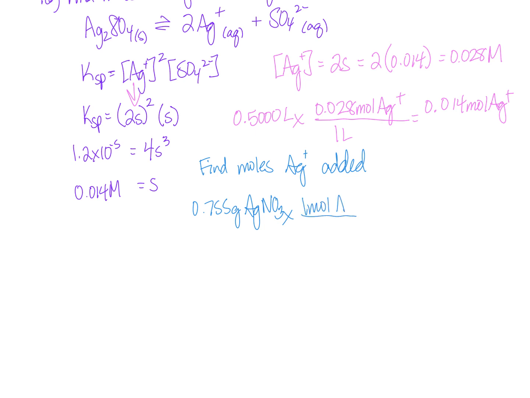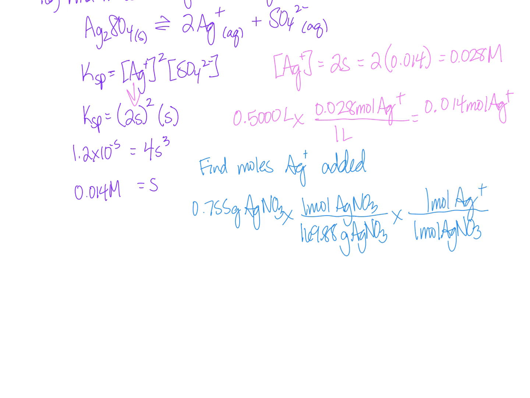So 1 mole of AgNO3 over 169.88 grams of AgNO3. And then for every 1 mole of AgNO3, we have 1 mole of Ag plus. Here I got 0.00444 moles of Ag plus.